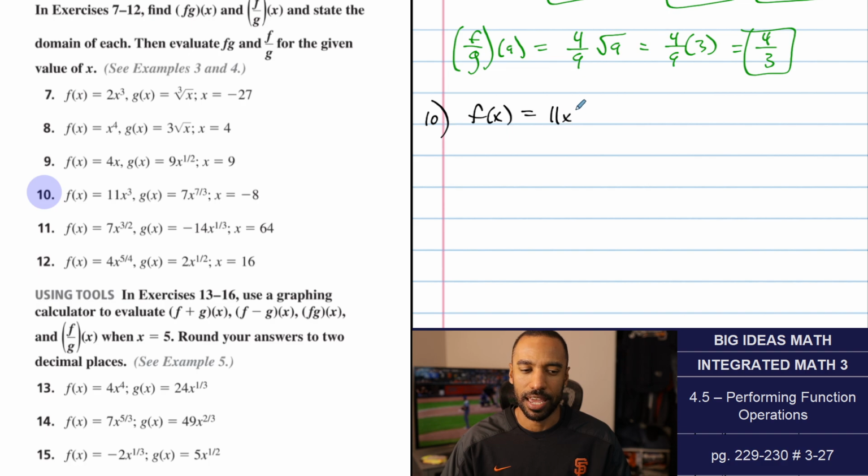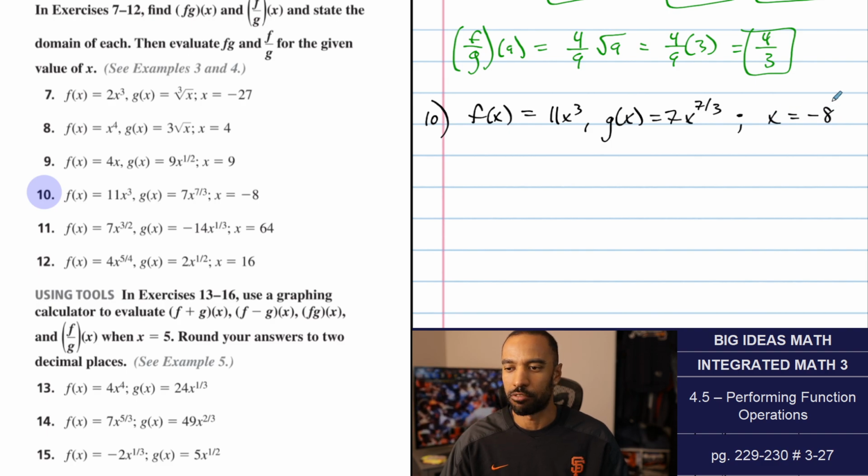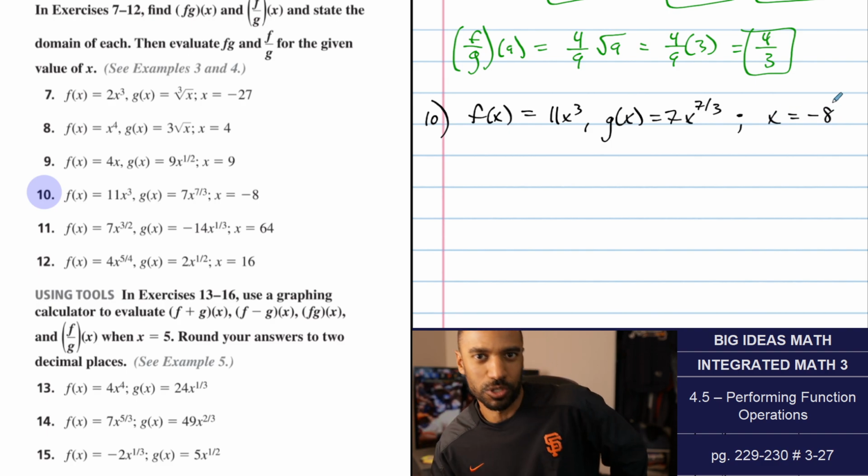F of x equals 11x cubed. Definitely more hand cramp on this one for me. G of x equals 7x to the 7/3. So if there was any doubt as to which chapter we were in, I think this set of problems is a good reminder that we're still on radicals and rational exponents.